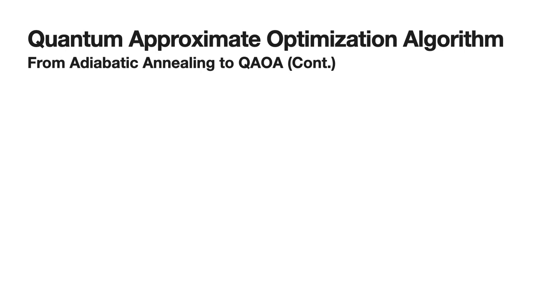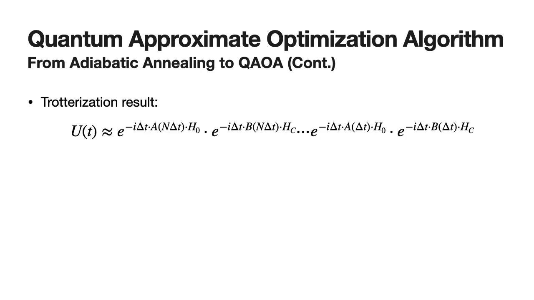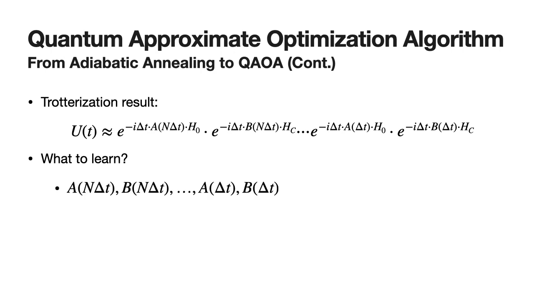So in this discretized form, the full time evolution U(t) is approximated as a sequence of unitaries alternating between operators derived from H0 and HC, with some coefficients A(i delta t) and B(i delta t) at each time step i. And this is exactly the approximation that QAOA exploits. Instead of trying to directly specify these time-varying coefficients A(t) and B(t), QAOA simply treats them as variational parameters to be optimized. Let's denote the parameters as gammas and betas.